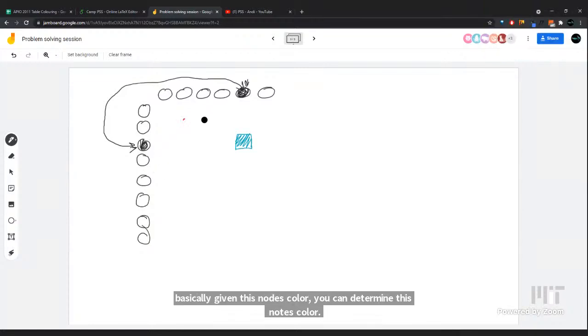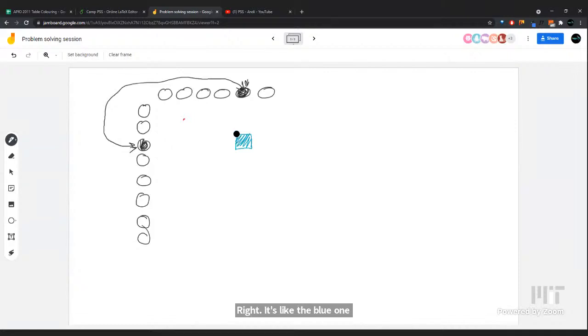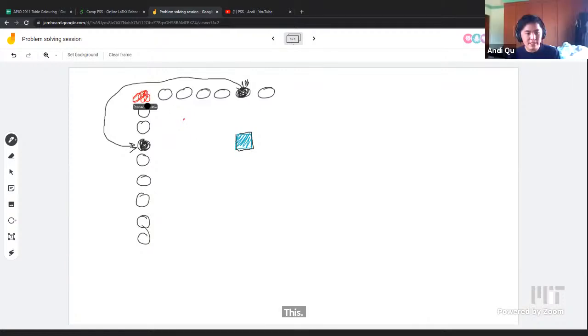Why? Because the blue one is given, right? Is it a given one? Yes, this is given. So that means if you know one of them, you know the other as well. What about this? This is also required. That one can be anything.